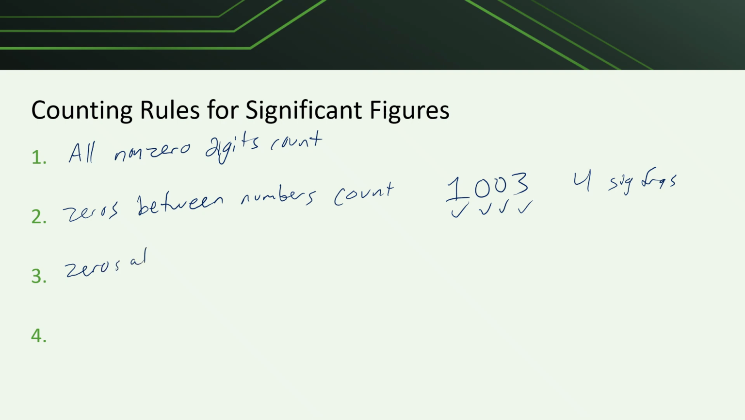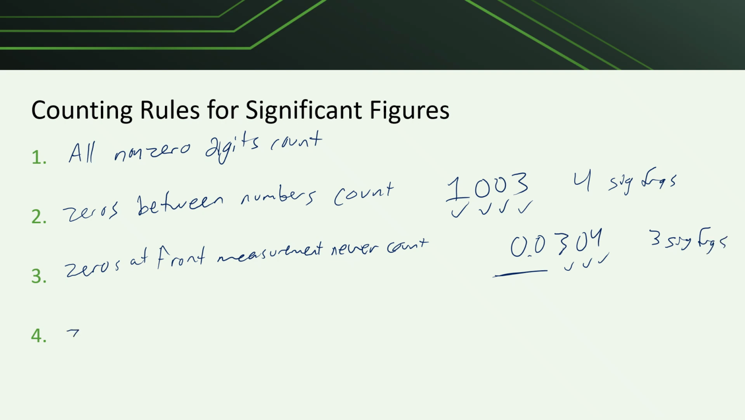Zeros at the front of a measurement never count. So if I write something like 00304, even if there's a decimal there, a 0 at the front never counts. Or if my decimal is here, it still doesn't count. They don't count. So only these three would count, that would be 3 sig figs.